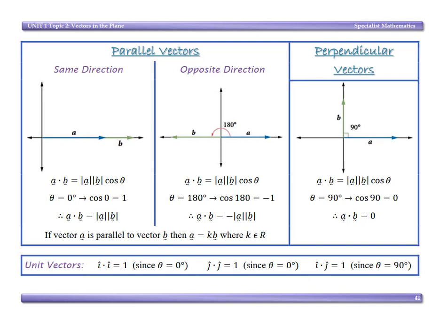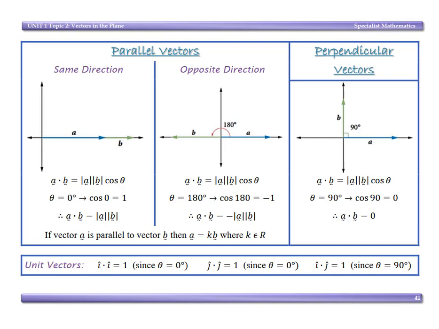This video looks at parallel and perpendicular vectors. Now we're going to look at it in relation to the dot product, which we've just looked at. Now, parallel first. We can have parallel vectors in the same direction, or we can have parallel vectors that are going in the opposite direction.